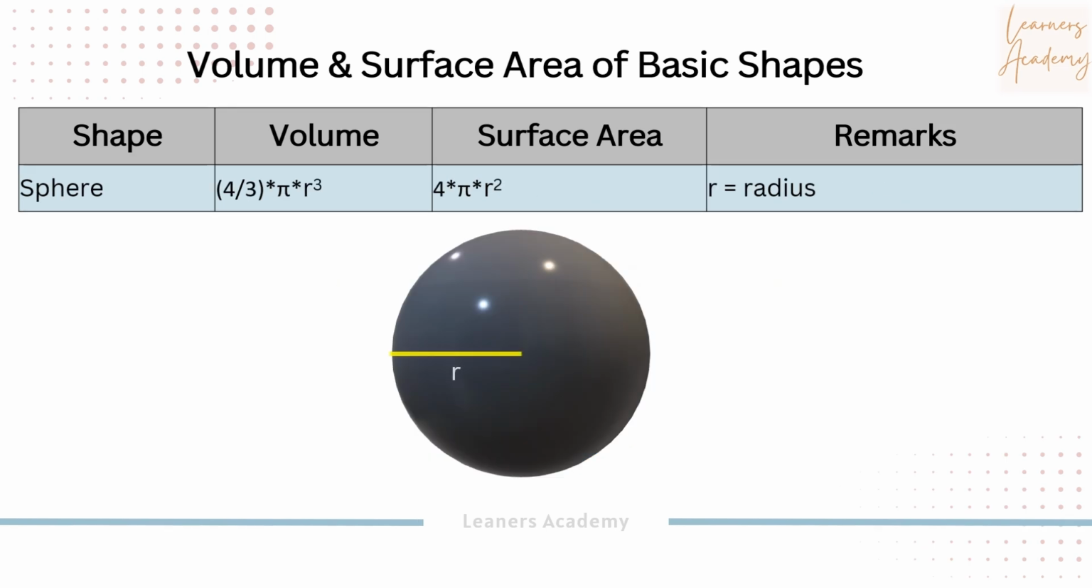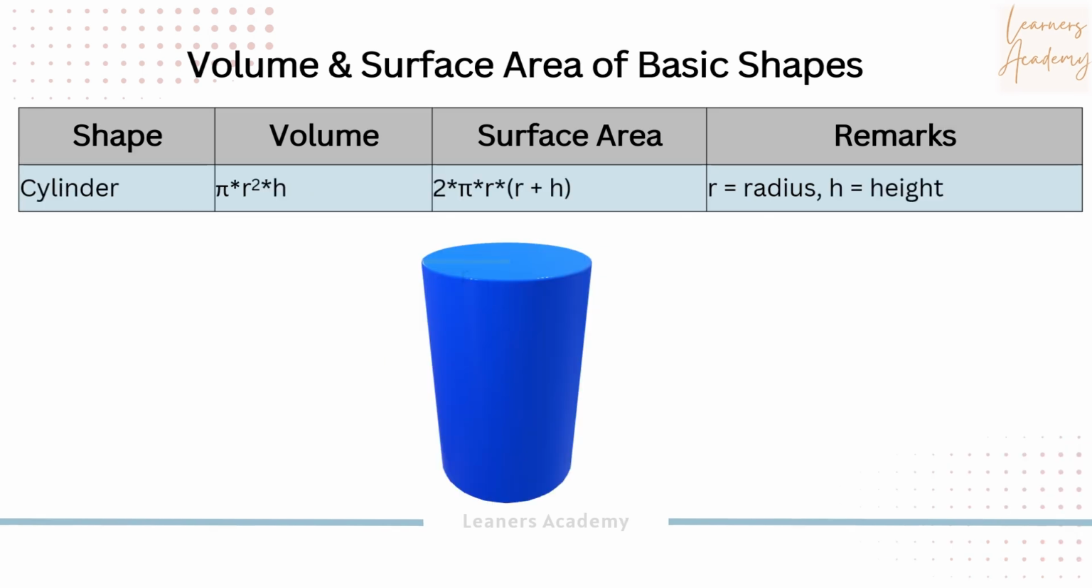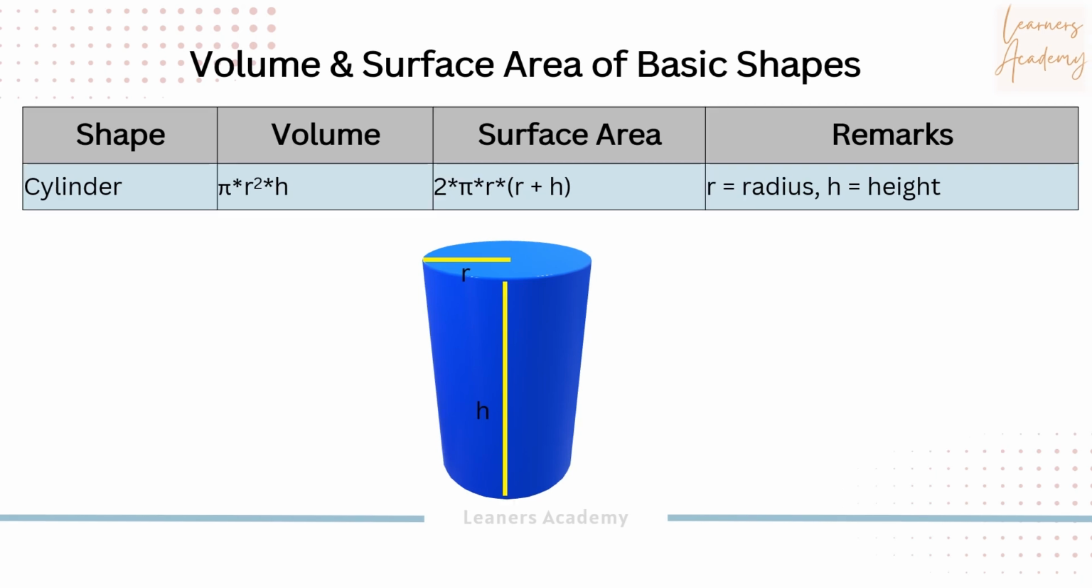The sphere having radius r would have a volume of 4 by 3 into pi into r cube, and its surface area is 4 pi r square. For the cylinder, we have the formula of volume as base area into height, which is pi r square into h, and for the surface area it is 2 pi r whole multiplied by base radius into height.